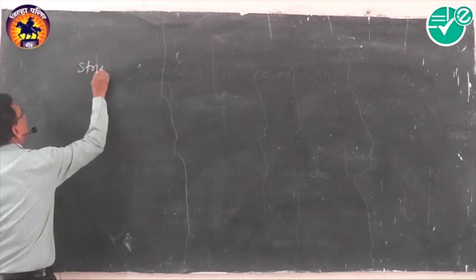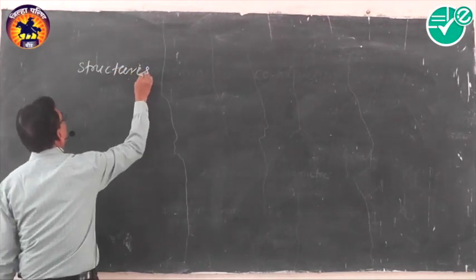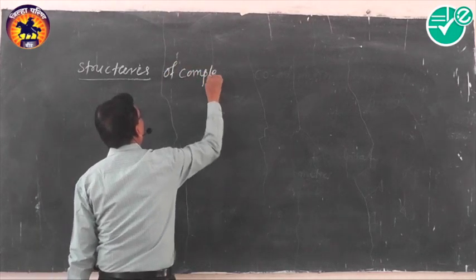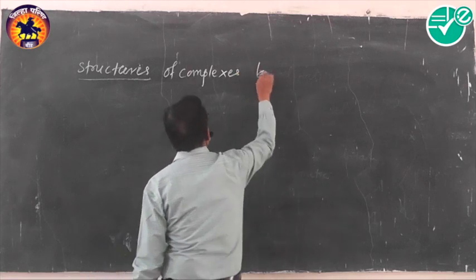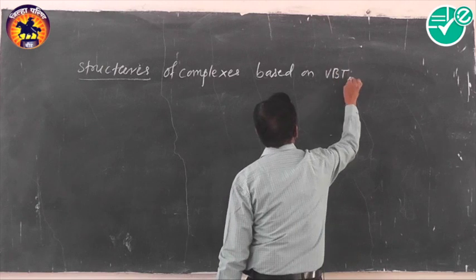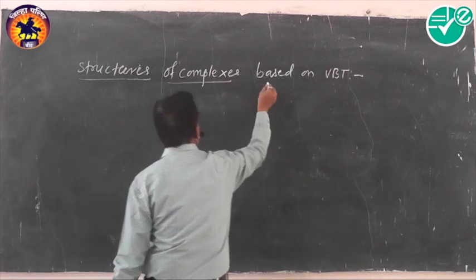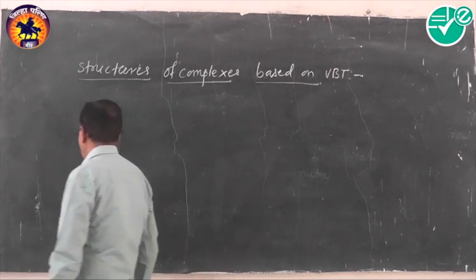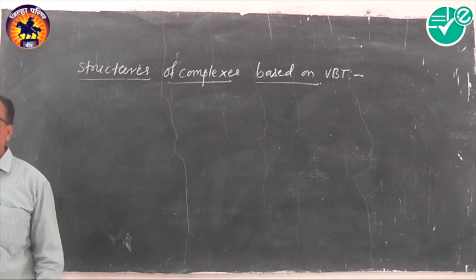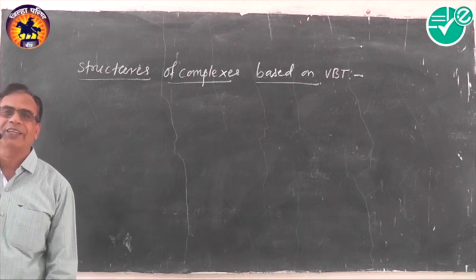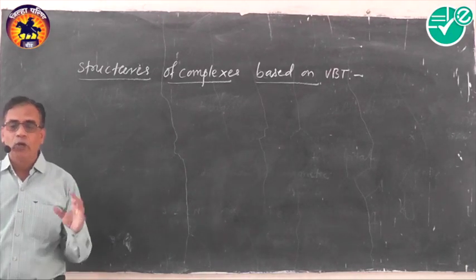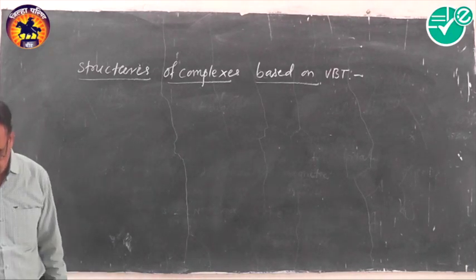Structures of complexes based on valence bond theory. Structure of different complexes based on valence bond theory. So we have to see one or more complexes, and we have to see the structural features of the complexes.